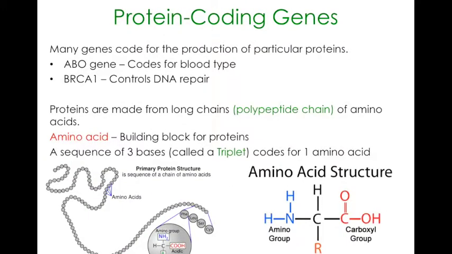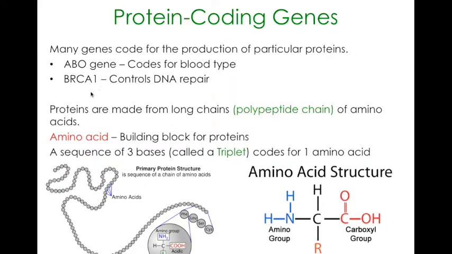Now, many of the genes will code for proteins. ABO, or blood type, is coded by a particular gene called the ABO gene. You have one version of this gene which codes for A type, B type, and O type, or any combination of them.